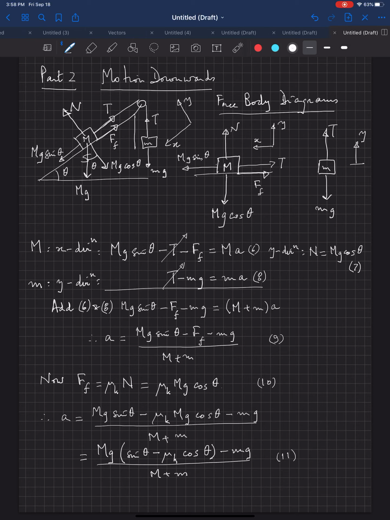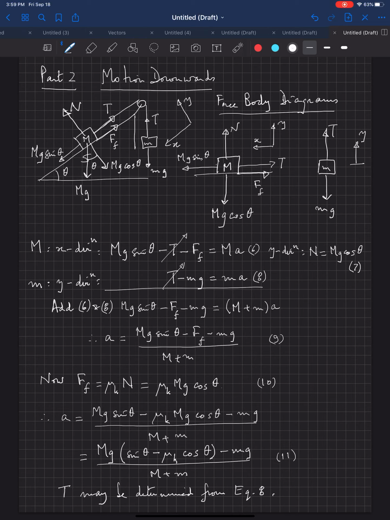Okay, one can determine T. So let me just write down here that T may be determined once you know A. T may be determined from equation 8. All right, so you know A, you know small m, you know g, you can determine T.